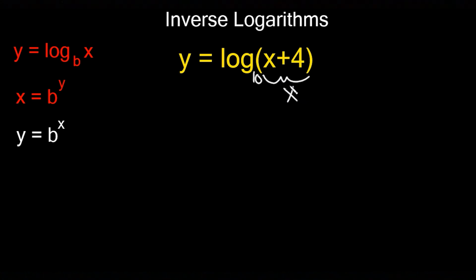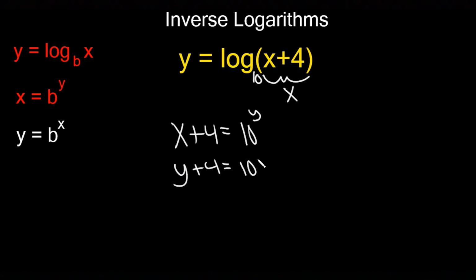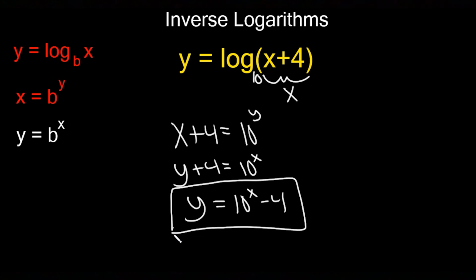I'm going to put it in its exponential form. When I do that, this entire part here, x plus 4, will go to the left-hand side. So when I rewrite it, I get x plus 4 equal to 10 to the y power, okay? Now that I have it in its exponential form, I'm going to switch the x and the y, and then I'll solve for y. Making the switch, I get y plus 4 equal to 10 to the x power. And then solving for y, I get y is equal to 10 to the x power minus 4. And here it is. Here is the inverse of that particular logarithm.